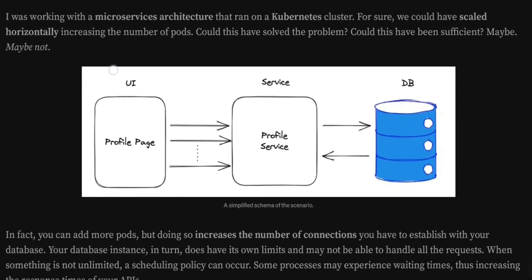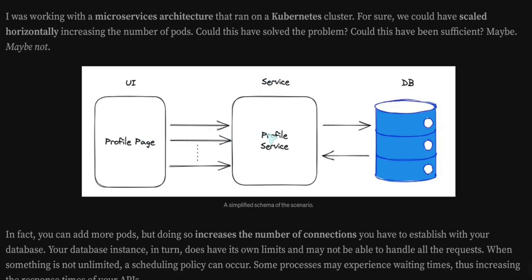Okay, but what is the issue? Let's see. I was working with a microservices architecture that ran on a Kubernetes cluster. For sure, we could have scaled horizontally, and increasing the number of pods, could this have solved the problem? In some cases, yes, in some cases, not. Could this have been sufficient? Maybe, maybe not. Totally correct. Sometimes the service is just not efficient and you need to invest time increasing performance. Usually the basic performance gains we gain initially are huge.